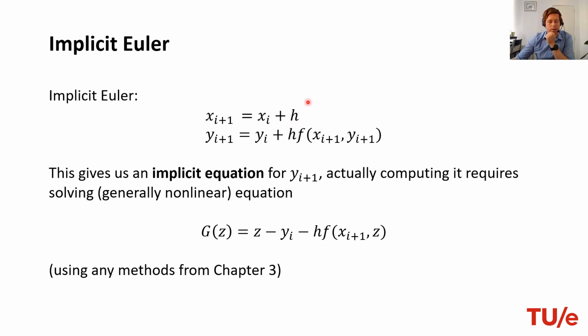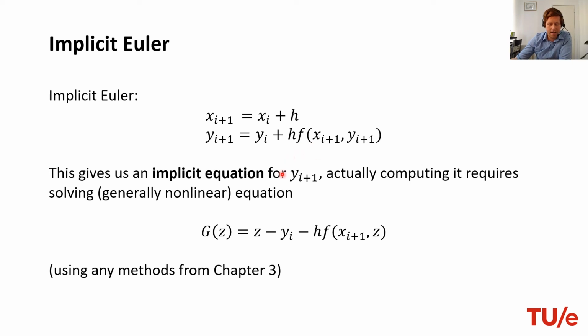So xi plus 1 is xi plus h. That's simply this partitioning of the x-axis. Then our update to the solution is as follows. We update the numerical solution in the next step as the numerical solution in the current step plus h times f evaluated at step i plus 1. This gives us an implicit equation for yi plus 1. You cannot generally recast this into an explicit form if f is a nonlinear function.